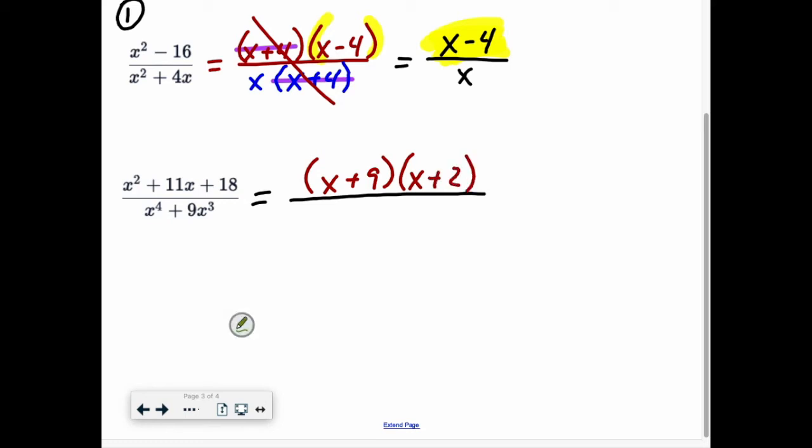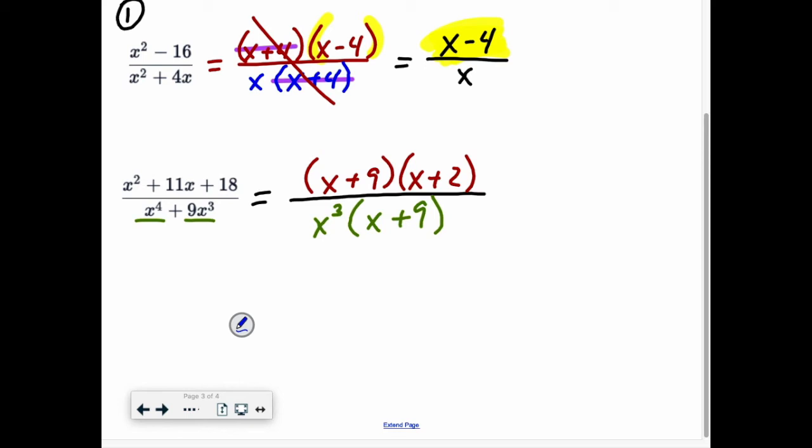Cool. Now my denominator, that's going to be GCF as well. I can pull out x to the third power there. If I take away 3 x's there, I'm left with 1. I take away 3 x's there, I'm just left with 9. Cool. I've factored as much as I can.